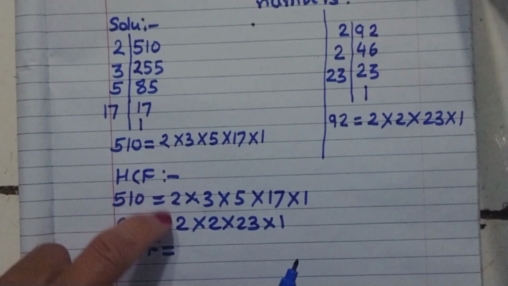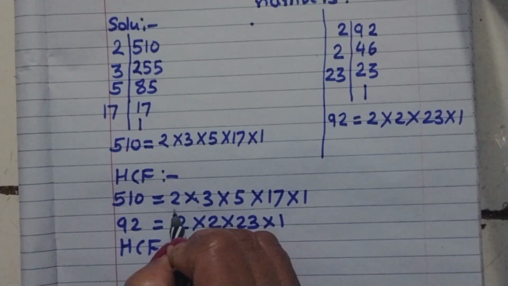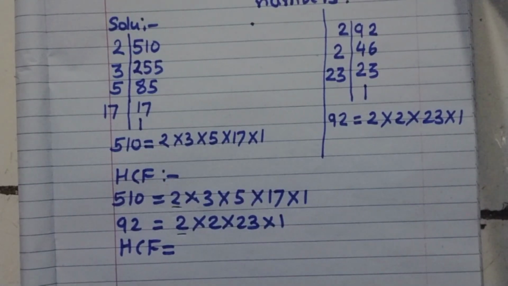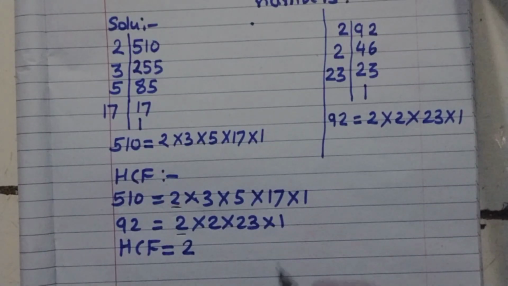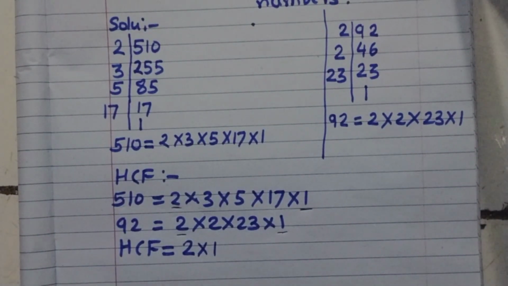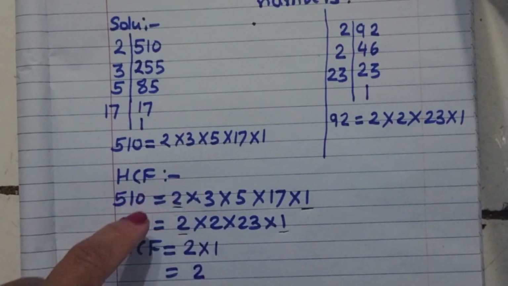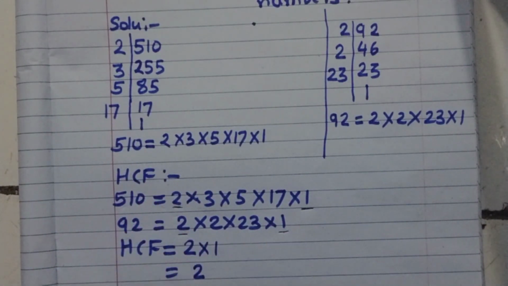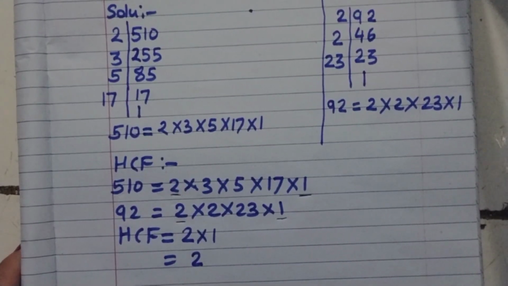So here 2 is a common factor among 510 and 92. So we write 2 one time only. Next common factor is 1. So we write here 1 only once. No other number is common among 510 and 92. Only 2 and 1 are here. So we write 2 and 1 and do their multiplication. So HCF is equal to 2. So HCF of 510 and 92 is equal to 2.